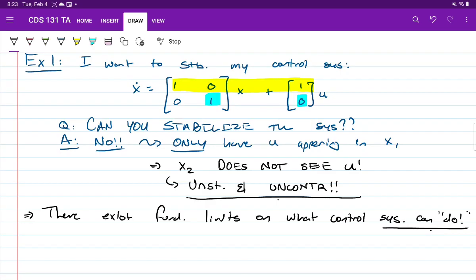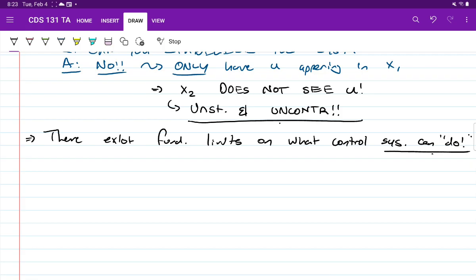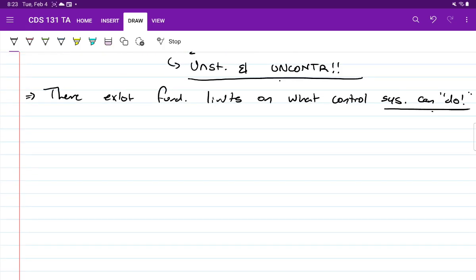What class of linear systems is actually stabilizable? This is one of the questions we're going to be interested in answering. Okay, so with that said, let's jump more into what controllability and reachability actually are.